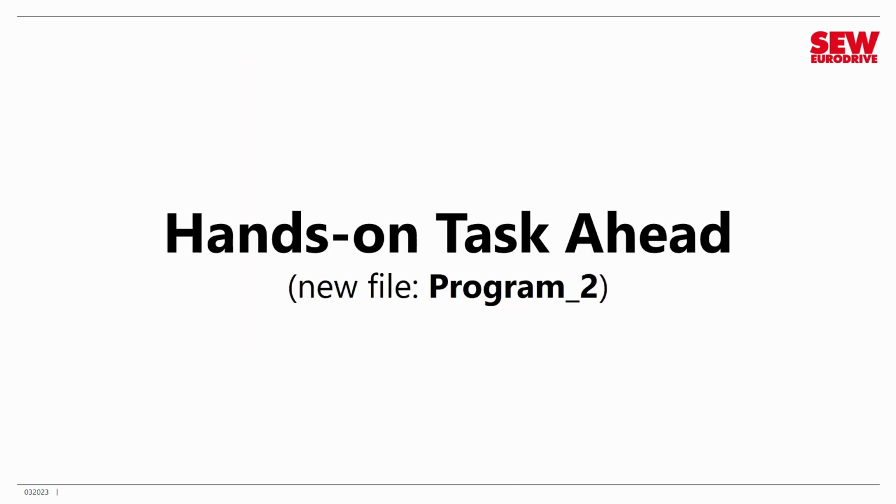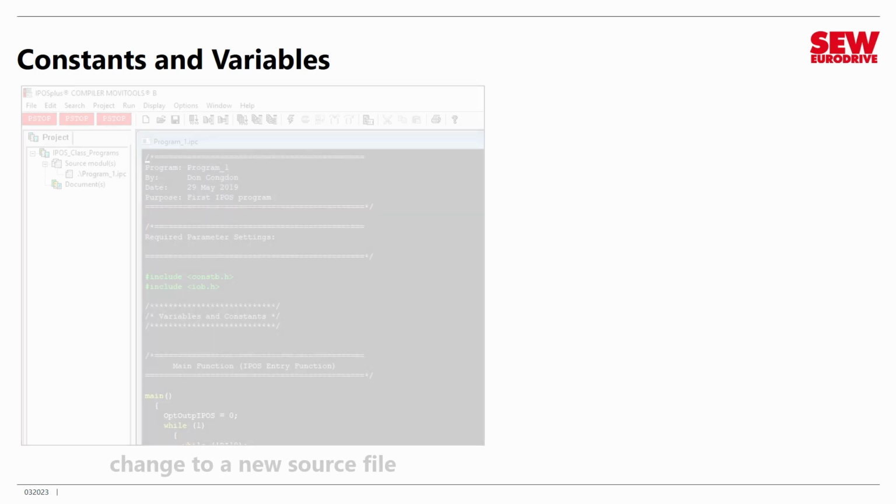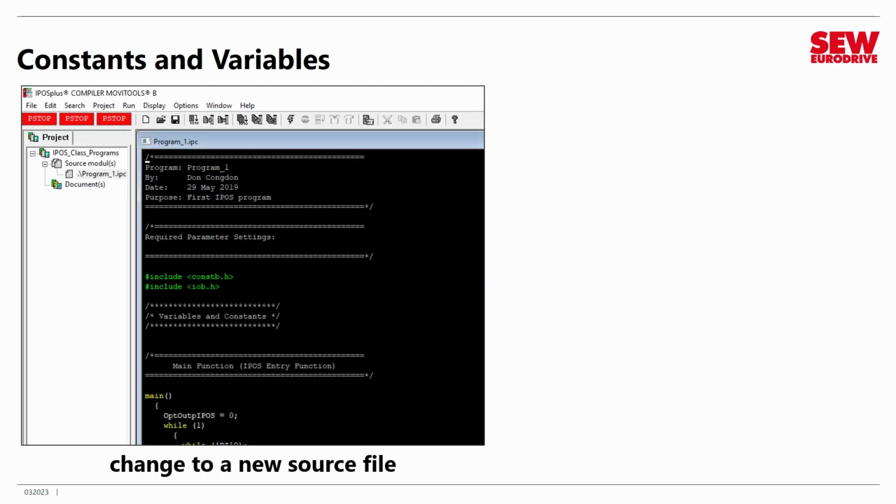All right, time for another hands-on task. We're going to create a brand new file. Notice I say new file, program 2. I will show you how to change the source file in just a second, and then we're going to make some changes. So here's what we're going to do. Here's how you change to a new program source file. All right, presumably, you still have program 1 up, and we're going to use it as the basis for program 2. So we need to save it, so be sure you've saved it.